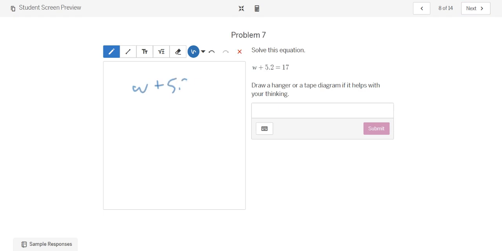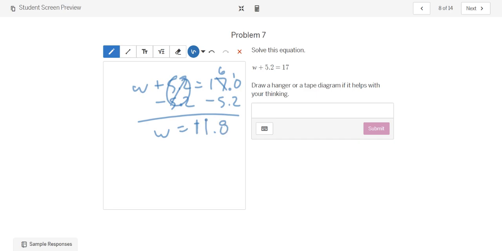W plus 5.2 equals 17. I'm going to subtract 5.2 from both sides. Make that a 0, yes, 6, 10. Boom, this gets a W. That's just a big old 0 equals 11.8. Let me double check that. So I would do 11.8 plus 5.2. 0, 1 is 7. 1, 17.0. So I get 11.8.